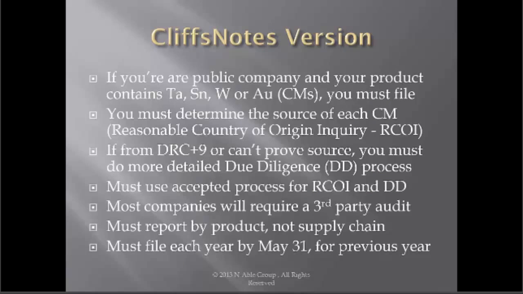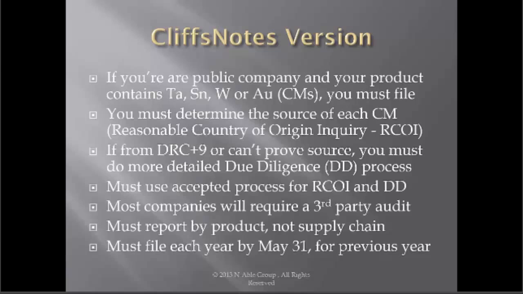So there's all kinds of things, and I'm not going to go through these details. I'm going to give you a summary, but you're going to hear terms like RCOI, which is Reasonable Country of Origin Inquiry, and DD for due diligence. We're going to talk about the OECD framework. We're going to talk about whether or not you require an audit. One of the most important things we'll talk about is the fact that you have to report products, not supply chain. And then we'll also talk about requirements for filing with the SEC.